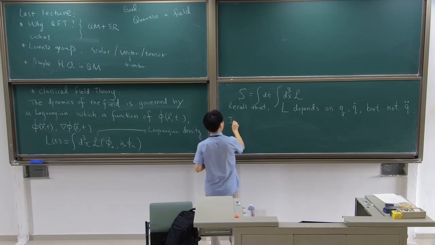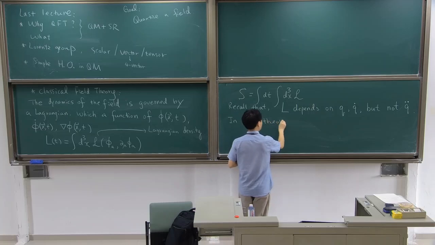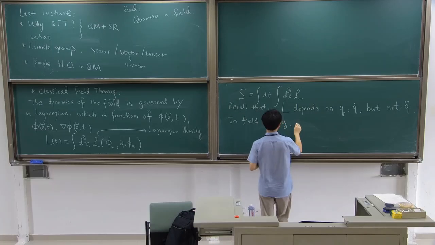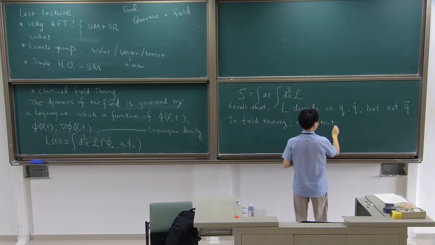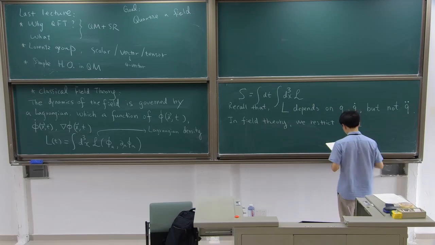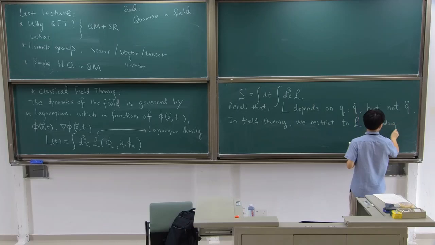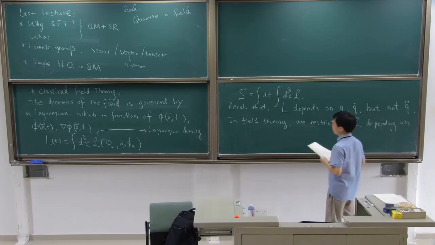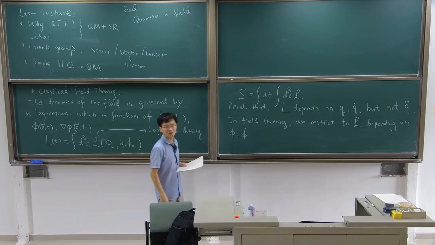So similarly, here in field theory, we also restrict curly L to depend only on phi and phi dot, but not phi double dot. Dots mean time derivative.